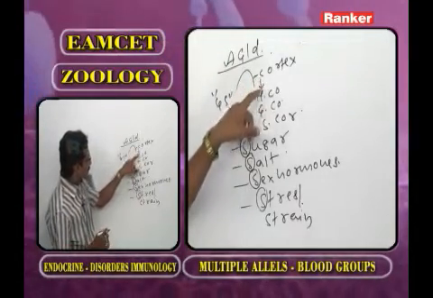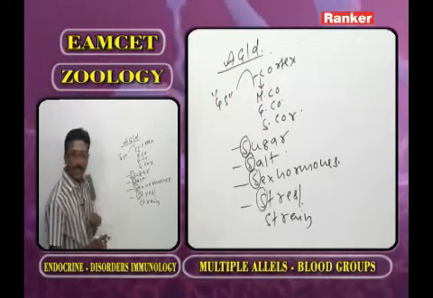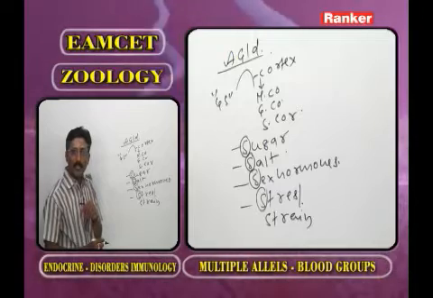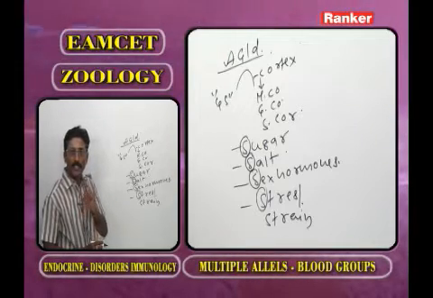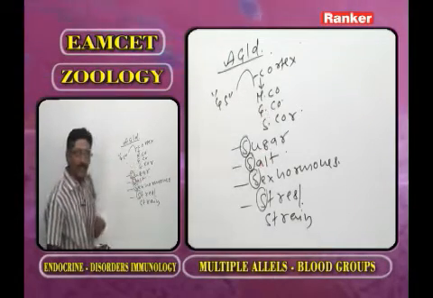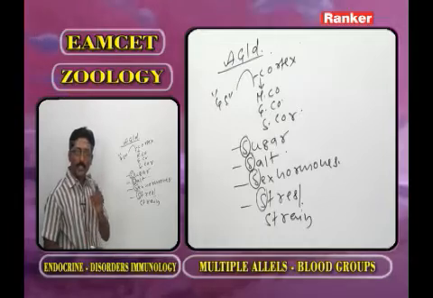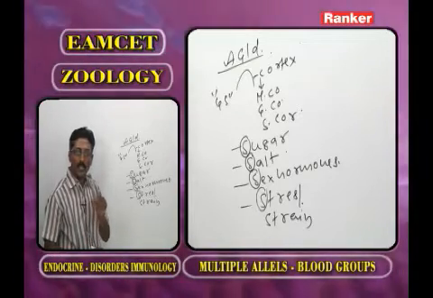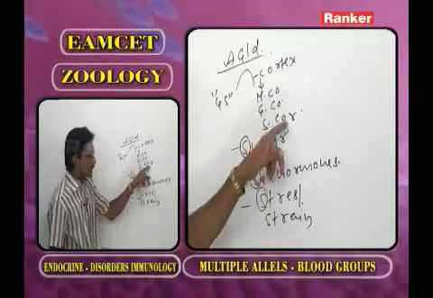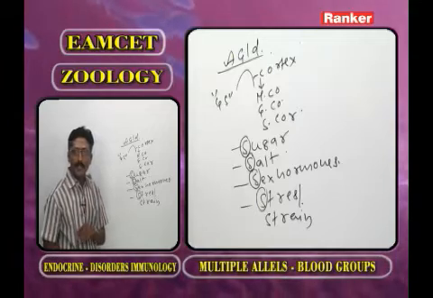Because the cortex secretes mineralocorticoids. What is the example for the mineralocorticoids? That is aldosterone. What are the examples for the glucocorticoids? Cortisol, cortisone, corticosterone. And the sex corticoids. What are the sex hormones?